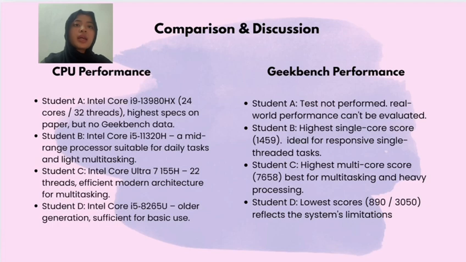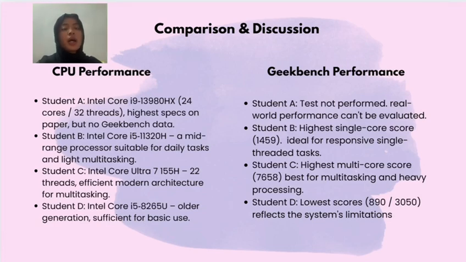Student A has the most powerful CPU, the Intel Core i9, but unfortunately Geekbench wasn't performed, so we couldn't measure actual performance. Student B had a mid-range i5 11320H. This one is good for daily tasks. Student C used the modern Intel Ultra 7, ideal for multitasking. Meanwhile, student D had an older CPU, which is okay for basic use but not suitable for heavy workload.